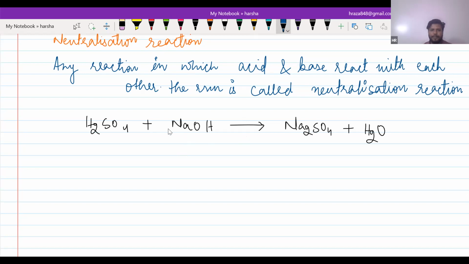Can you balance it? It will be multiplied by 2. Since hydrogen is 4 on the left hand side, I'm going to multiply the water by 2, so that hydrogen will be 4. And everything is balanced now. Two oxygen.